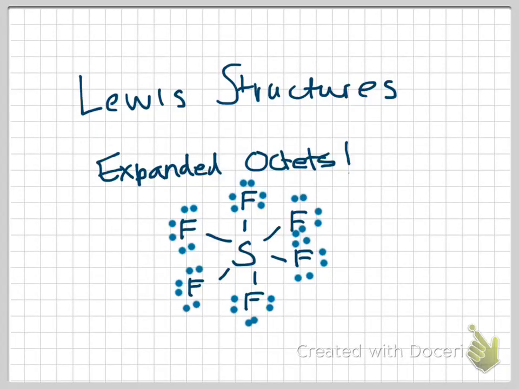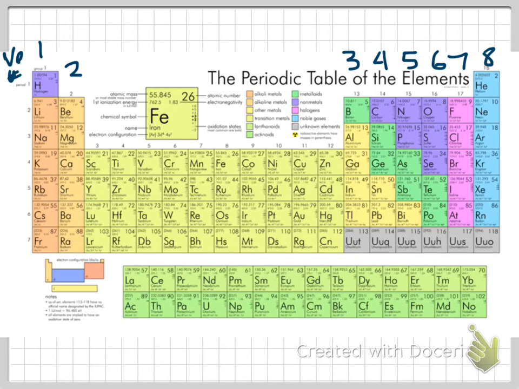Hi, Dr. Blum again. In this video, we're going to look at Lewis structures that have expanded octets. As you can see here, my sulfur has a total of 12 electrons around it. So what dictates if an atom is able to expand its octet beyond 8?